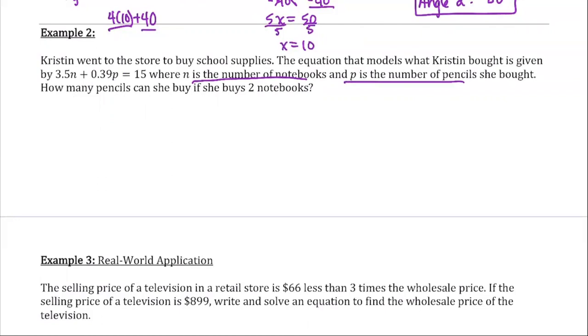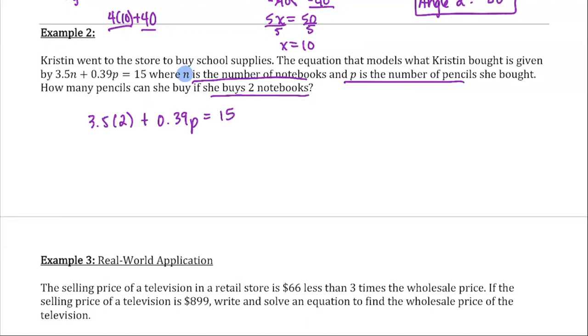So the question I'm going to read at the end says, how many pencils can she buy if she buys 2 notebooks? Well, I want to make sure I plug 2 in for the correct variable. I'm looking for the variable that represents the number of notebooks, and I know that in this problem, that's what it tells me n represents. So in my equation, I'm going to plug in 2 for n. And now we can go ahead and solve.